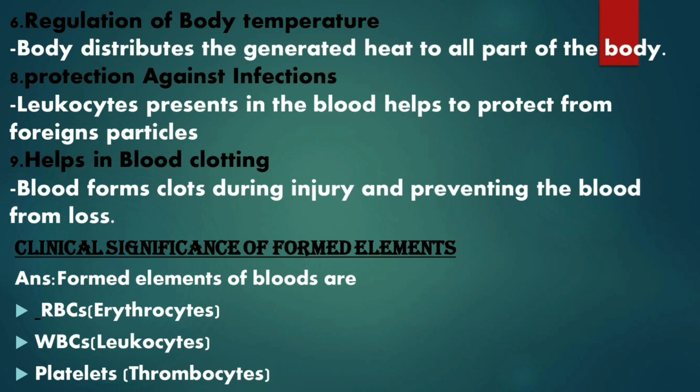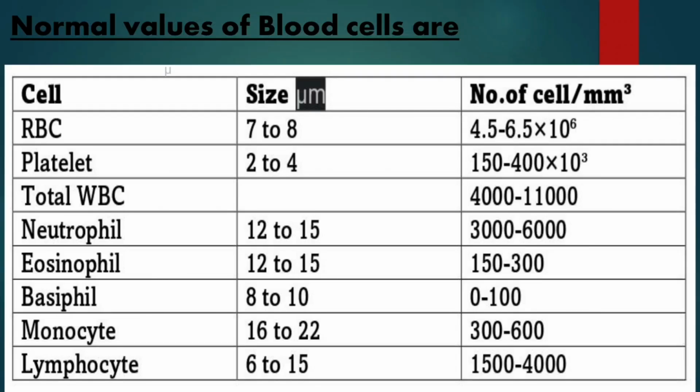Now come to the next part of the question, that is clinical significance of formed elements. Formed elements of blood are RBCs erythrocytes, WBCs leukocytes, platelets thrombocytes. Before clinical significance, we will discuss the normal values of blood cells. In the given table, we have mentioned the normal value of blood cell size in micrometer and normal value in number of cells per cubic millimeter. Follow the given table for the normal values of blood cells.